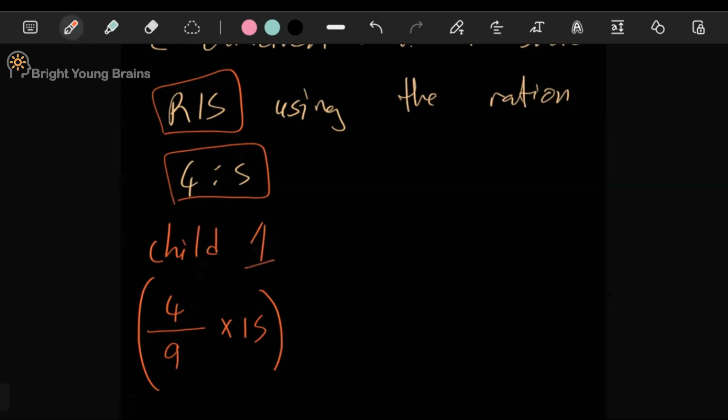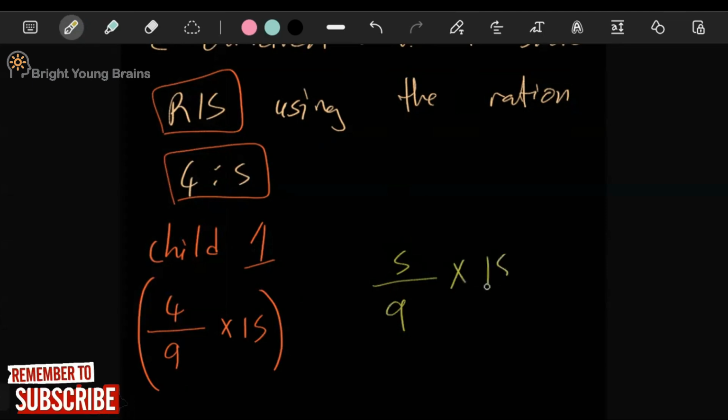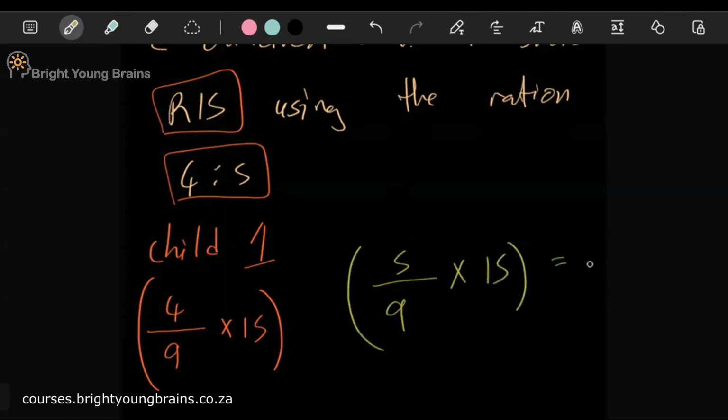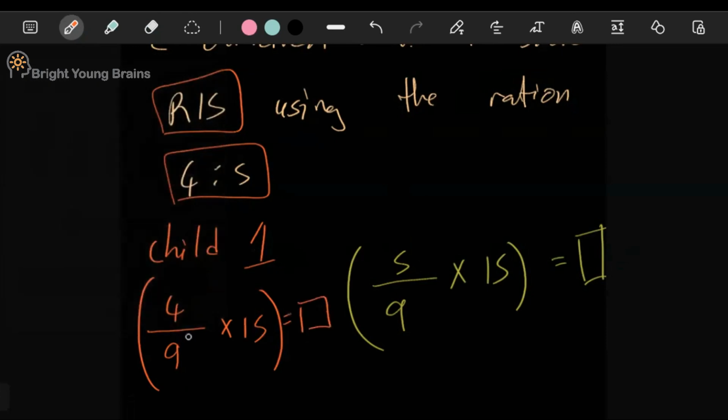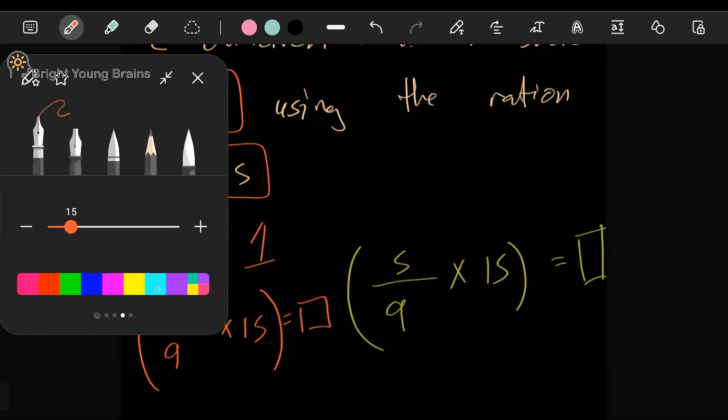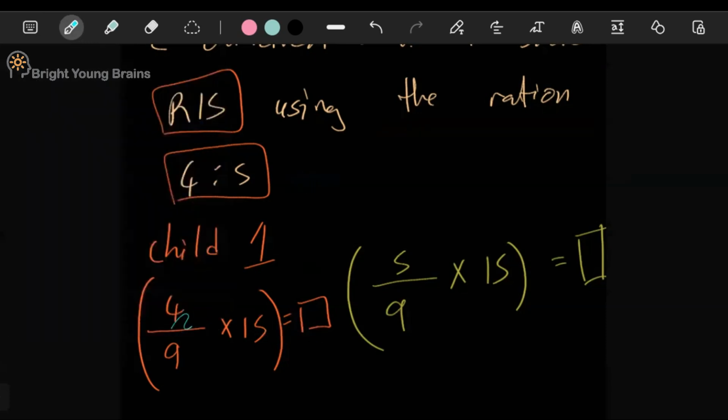And then for child number 2, their share is just going to be 5 over these two numbers put together multiplied by 15. So this child is going to get this much money, and this child here is going to get this much money. So what does this give us in the calculator? The 4 over 9 times 15 is 20 over 3. And then the other one? 25 over 3.